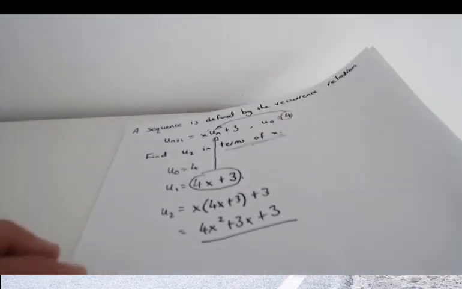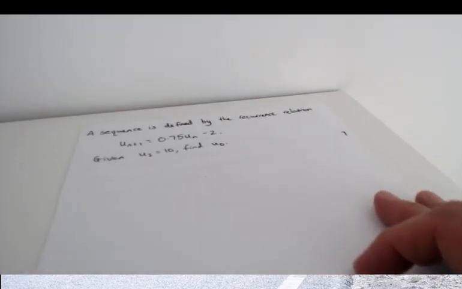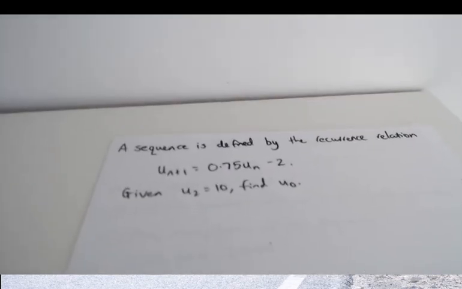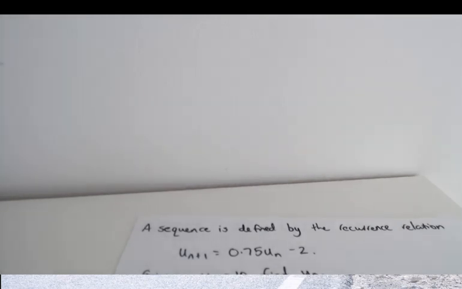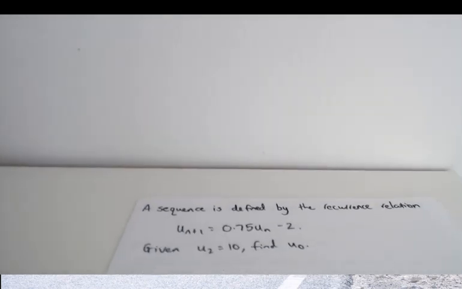Right, next example. This time we're going to go backwards. A sequence is defined by the recurrence relation un add 1 equals 0.75 un take away 2. Given u2 equals 10, find u0.